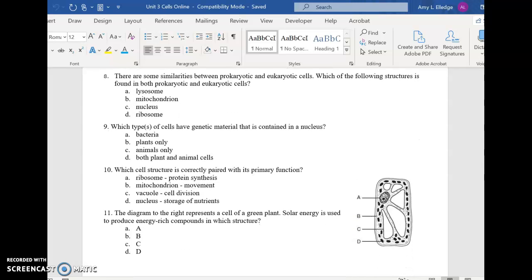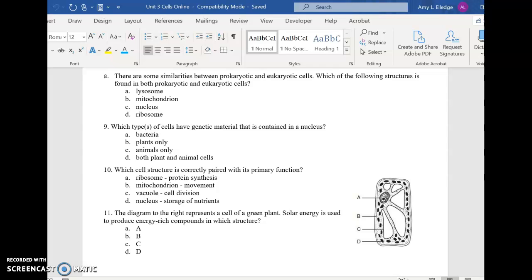Number 8, there are some similarities between prokaryotic and eukaryotic cells. Which of the following structures is found in both prokaryotes and eukaryotic cells? They do not both have lysosomes. As a matter of fact, not all eukaryotes even have lysosomes, only animal cells.